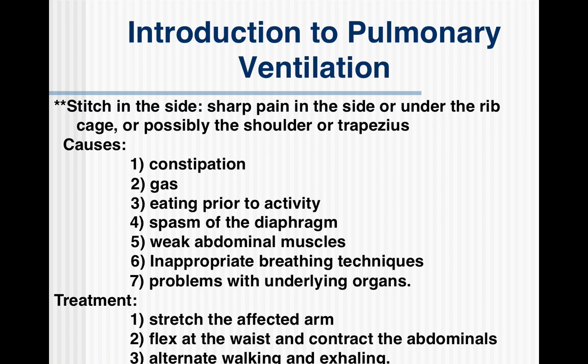First, have the athlete stretch the affected arm as high as possible. Second, flex at the waist and contract the abdominal muscles. Third, alternate walking and exhaling with each step. So if the athlete experiences pain on the right rib cage, he or she should exhale when stepping on the left leg or the left foot. If chronic stitch in the side occurs, evaluation by a physician is warranted.